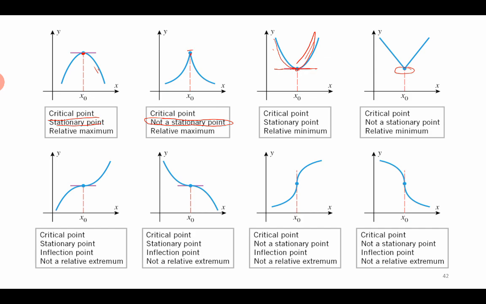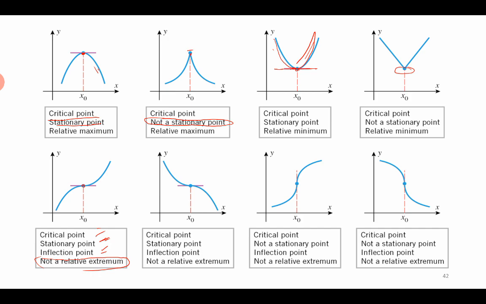Here again there is a horizontal tangent line, but there is no minimum or maximum. This is the middle of this curve, so it is neither a relative extremum. It is a critical point, a stationary point, and a point of inflection. We have seen the point of inflection. What is a point of inflection? In the previous chapter we saw that where concave down changes to concave up, or concave up changes to concave down, is the point at which the second derivative is 0.